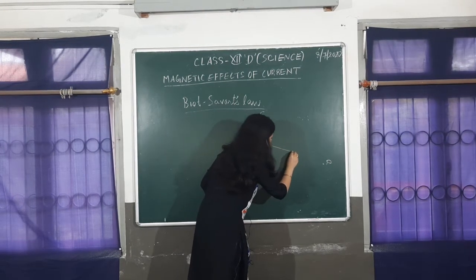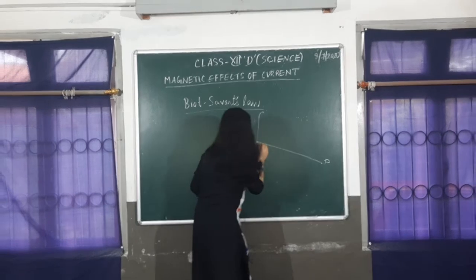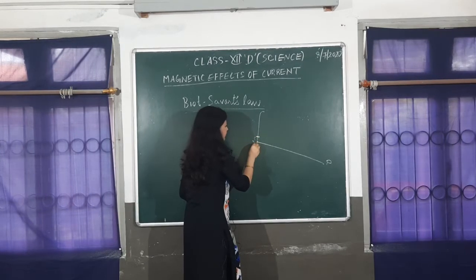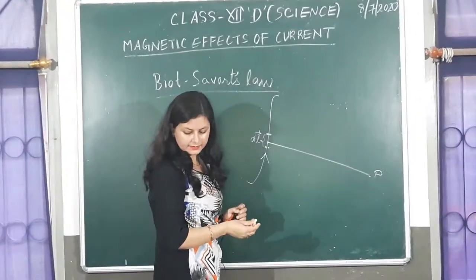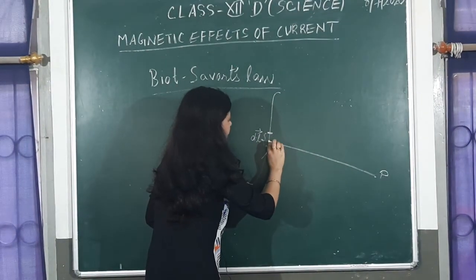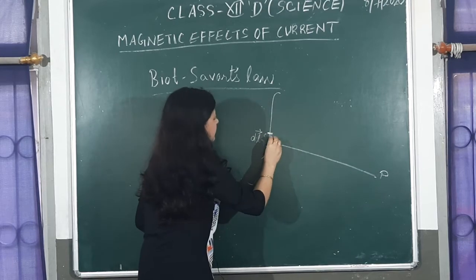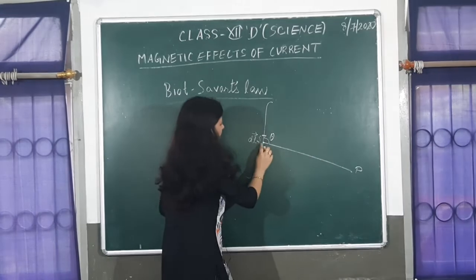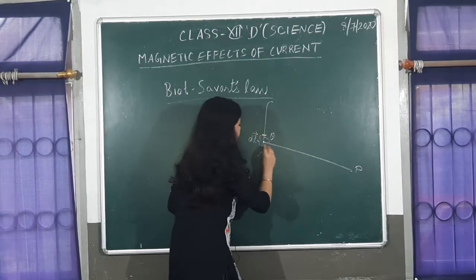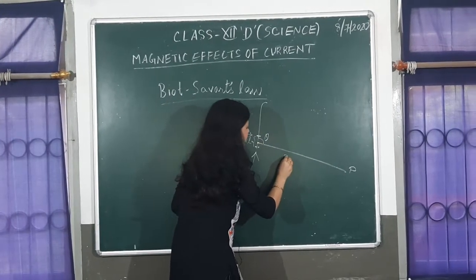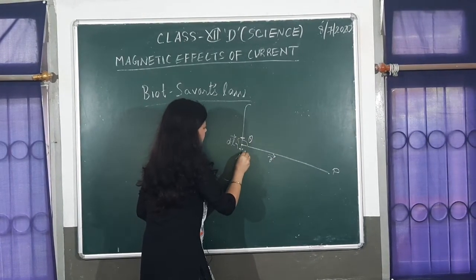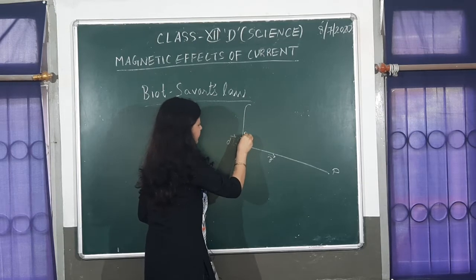Say the current element, the length of which will be equal to dl, will be assigned a vector sign. Say the point P and dl are making an angle equal to theta, and the position vector of this point P from this element dl is equal to r. Say we have got a small current element AB.